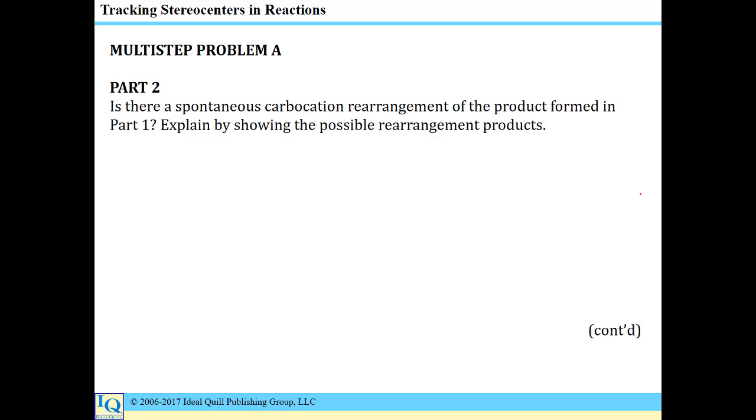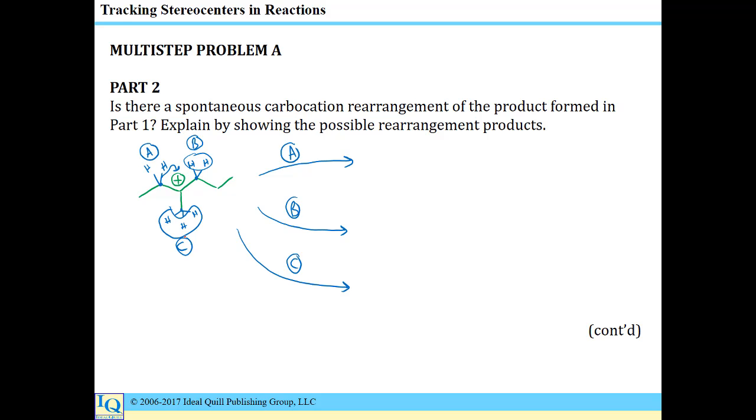Part two of this question asks us whether there is a spontaneous carbocation rearrangement that is possible for the carbocationic product that was formed in part one. So we begin by reproducing the structure of the carbocation from the previous page. And then we assess the sites to which the carbocationic site, the positive charge, might end up upon carbocation rearrangement. It might be helpful to draw in the hydrogens in those positions, because it will be a hydrogen that moves upon carbocation rearrangement. Once we've done that, we see that we can rearrange this carbocation to one of these three sites. Let's draw the three possible products.